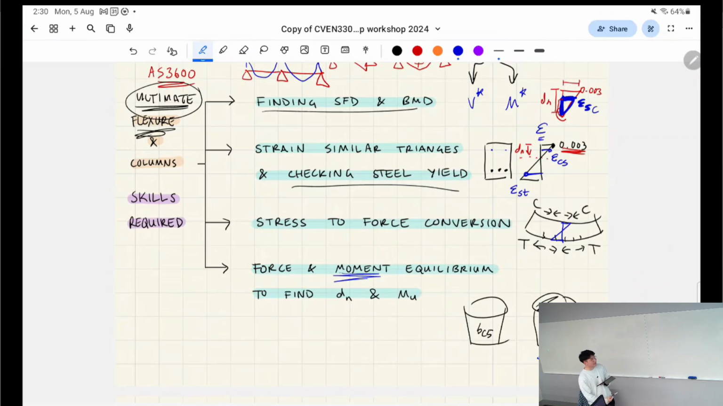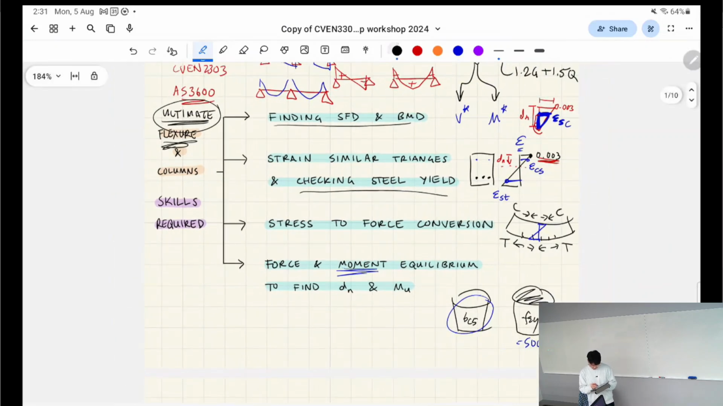And you can find out how much water is in the bucket using the strain. Yeah, using strain, basically, and the elastic modulus. And you can back-work the stress. Make sense? Kind of? Okay, cool.